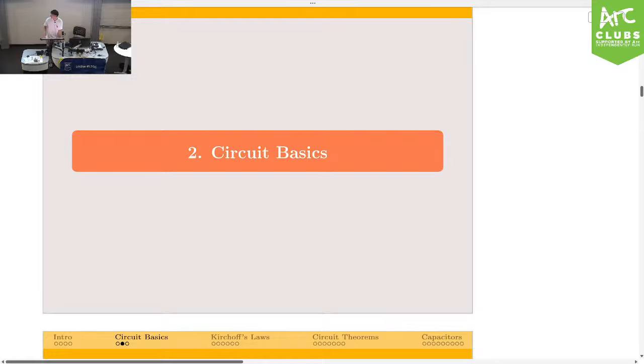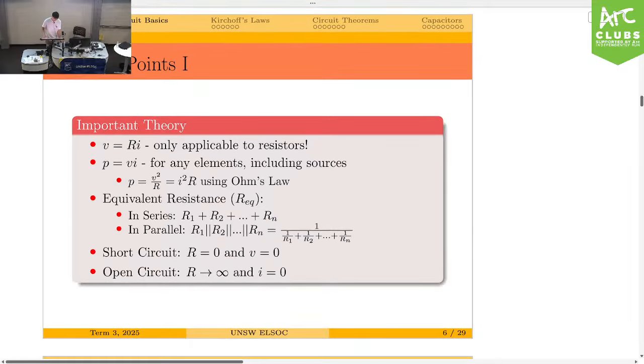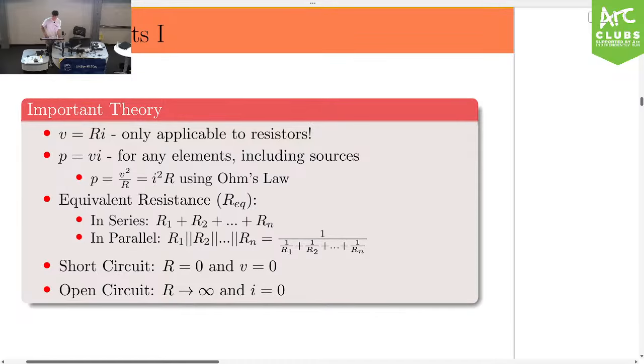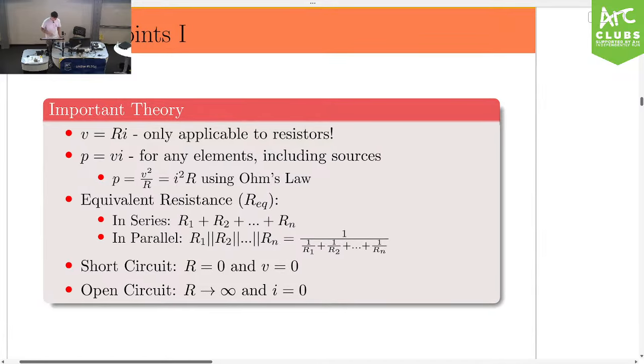So we're going to start with circuit basics. Here are some key content points. First of all, we have Ohm's law, which surely everyone should know from high school. V equals RI, so you can use it to find the voltage drop across resistors. Next, we have power. Power is given by your voltage times the current going through that element, and you can use this for any element, including sources. If you apply Ohm's law into the power equation, you can also get these 2 alternatives.